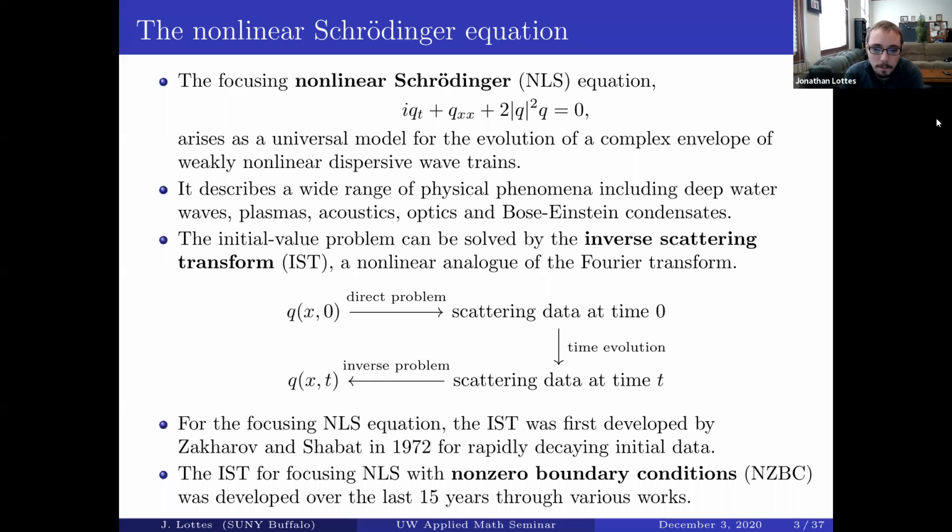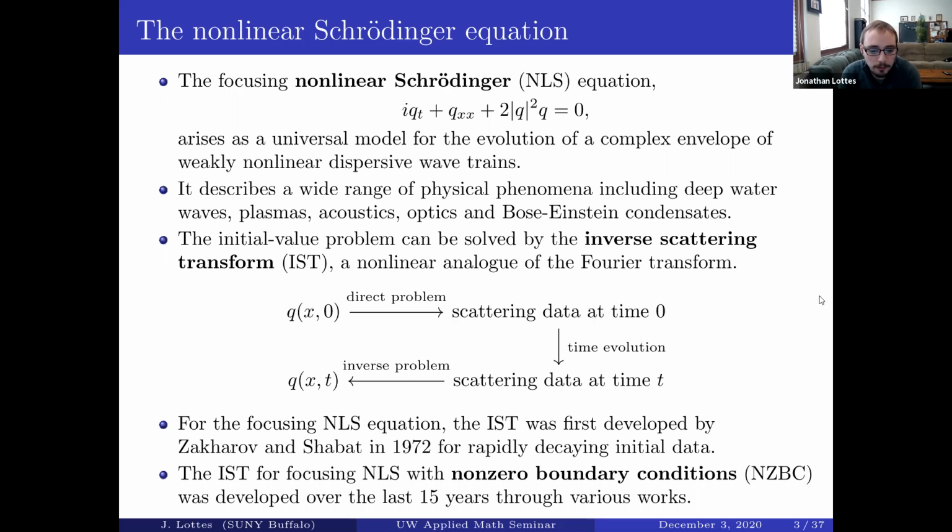It can be roughly outlined as starting with your initial potential q of x, 0. Through the direct problem, you obtain scattering data at time 0. There's a trivial time evolution, giving the scattering data at any time. And then through the inverse problem, you reconstruct the potential to solve the initial value problem.